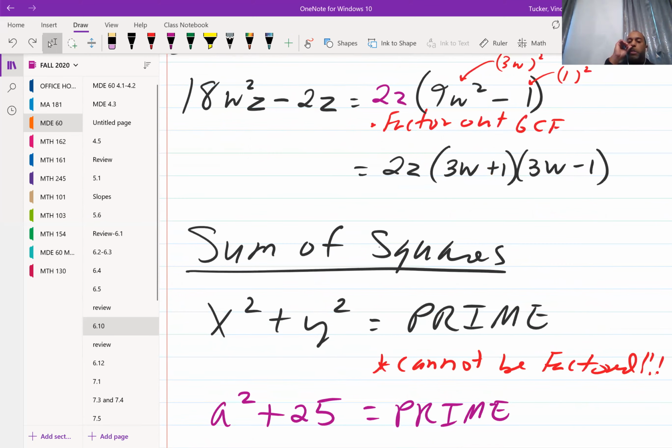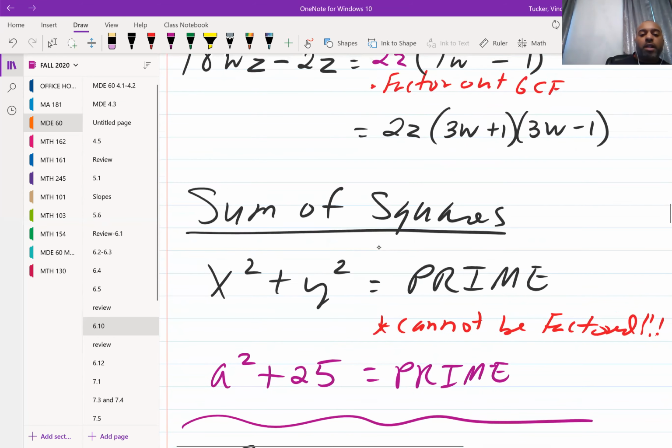All right. So the sum of squares, remember that was the difference of squares. The sum of squares is prime. You cannot factor that. If there's a plus sign in between the two squares, there's no formula for that; it cannot be factored. Before, we had a squared minus 25. If you have a squared plus 25, that cannot be factored. That would just be prime. So that's not really one of your formulas. That's just to let you know, if you see it, don't try to factor it.